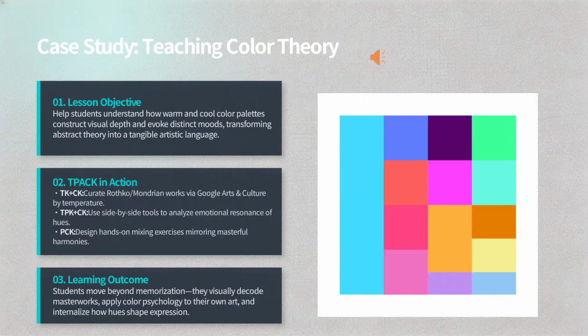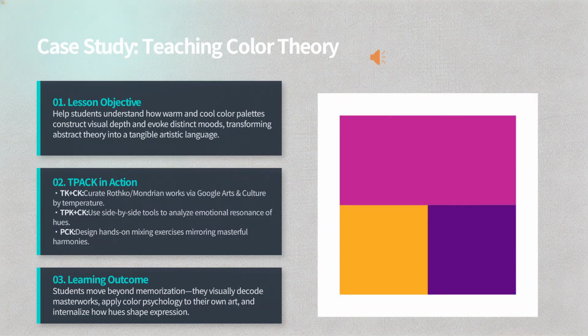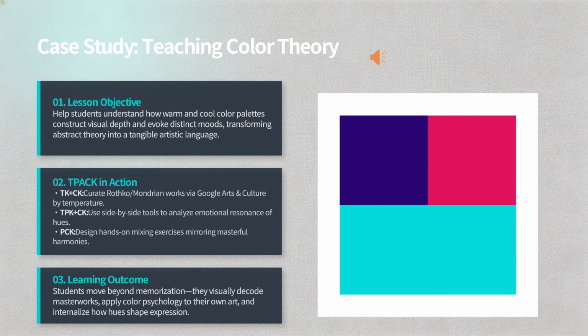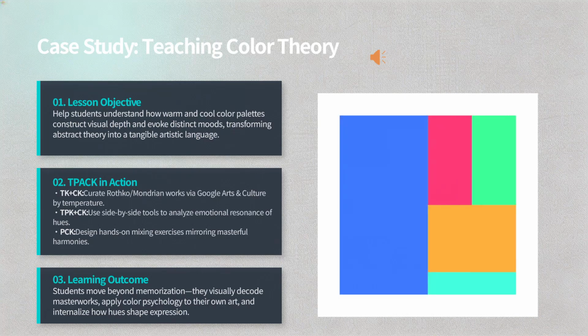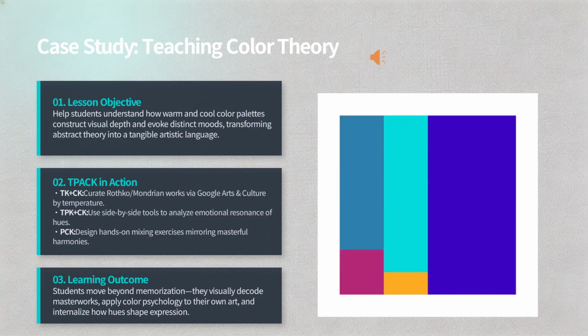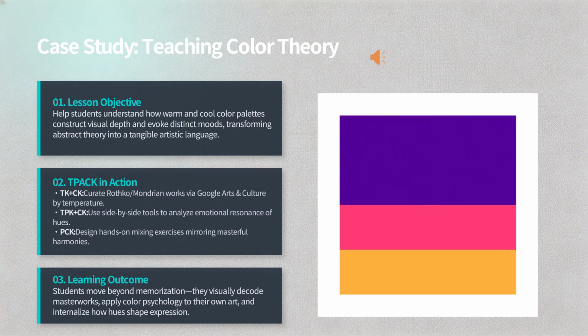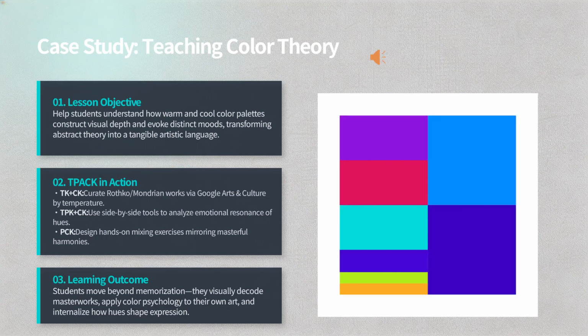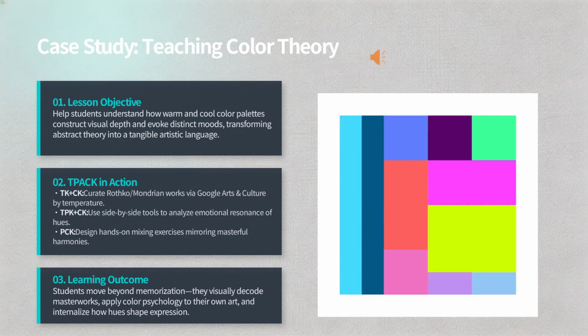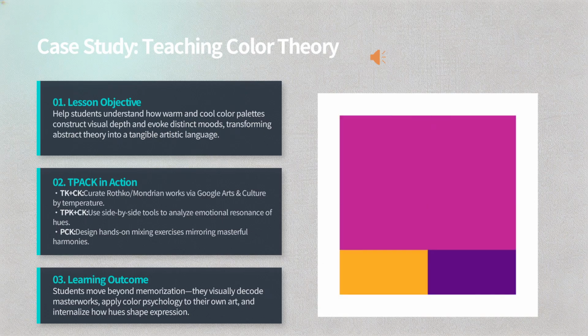This teaching case focuses on color theory. Our goal is to help students use warm and cool colors to create depth and atmosphere. In practice, we follow the TPACK model. First, with technical tools and color knowledge, we select masterworks from Rothko and Mondrian as high-quality teaching examples.